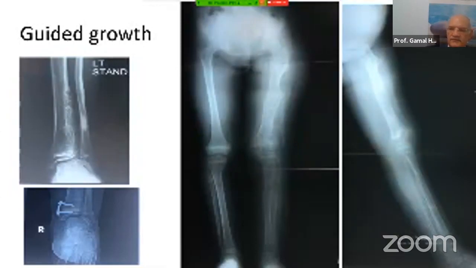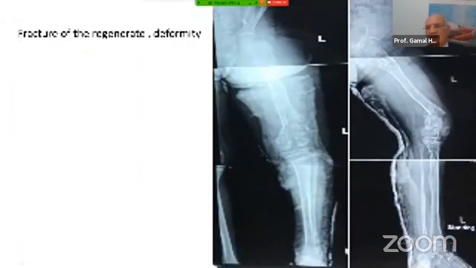Why not? Clinically, you have to judge the patient. You can use more than one method. Then we were planning to have another lengthening after 3 years to correct the residual mechanical axis and residual shortening. But the patient had a fracture of the regenerate here with this deformity. So we decided to use this fracture as a closed corticotomy.